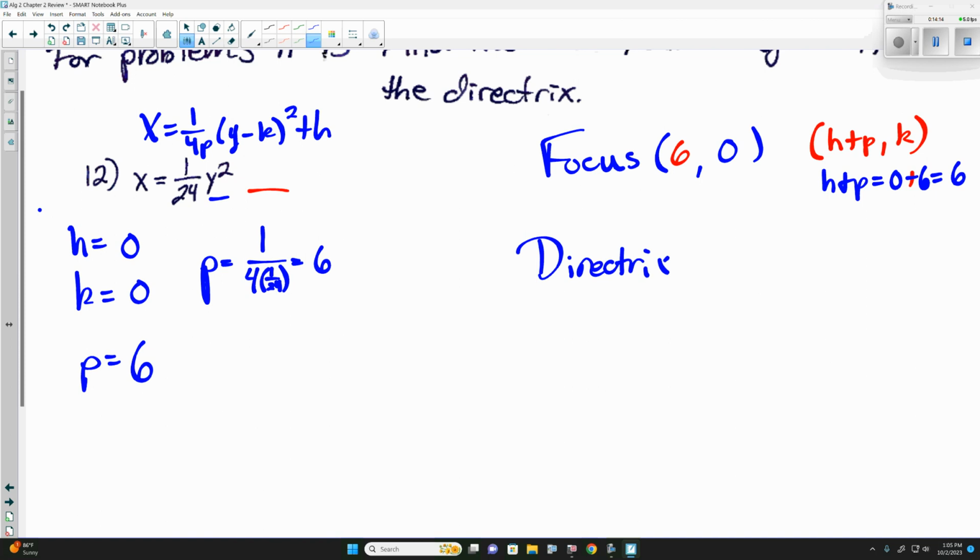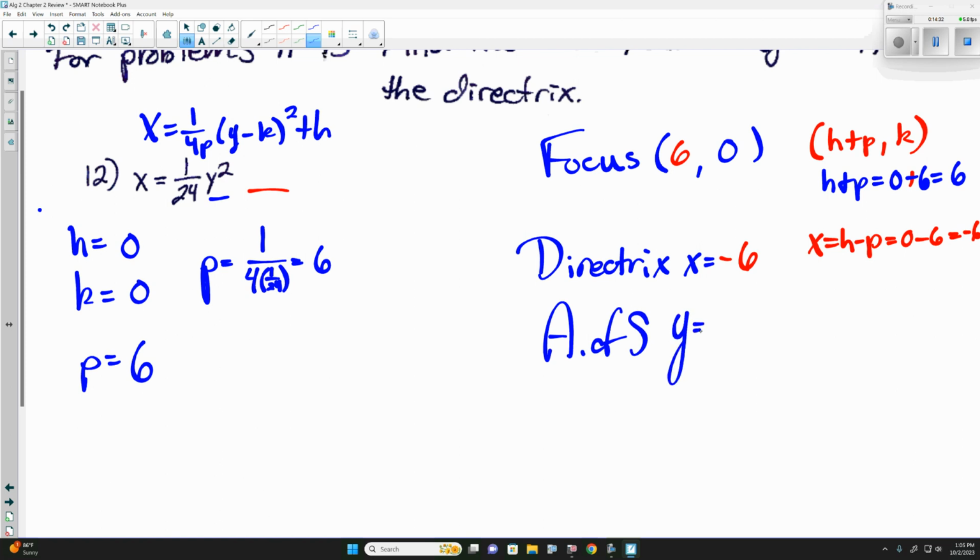Directrix. Right? x equals h minus p, which would be 0 minus 6, which is negative 6. And lastly, axis of symmetry. y equals k. In this case, it is 0.